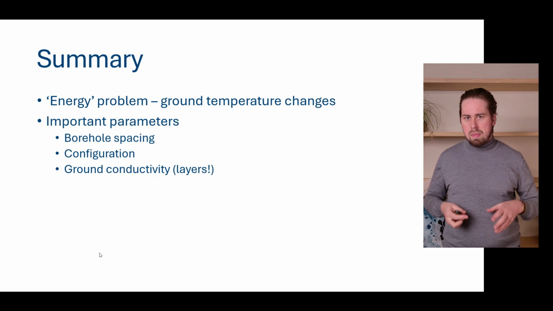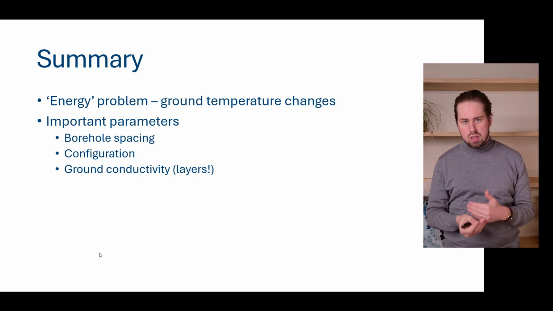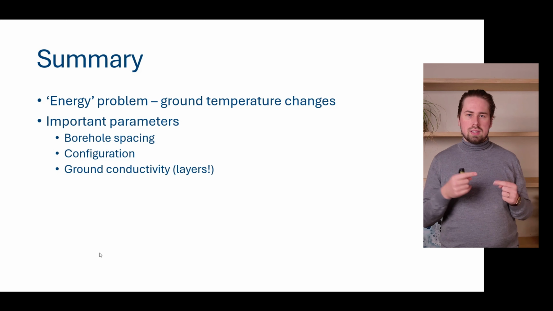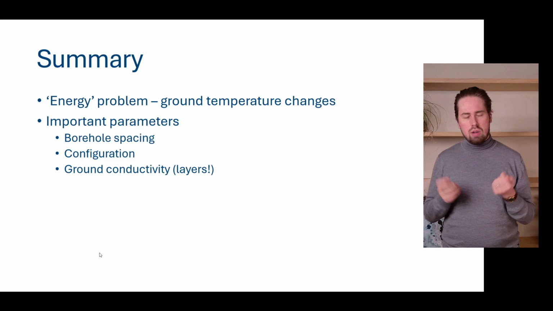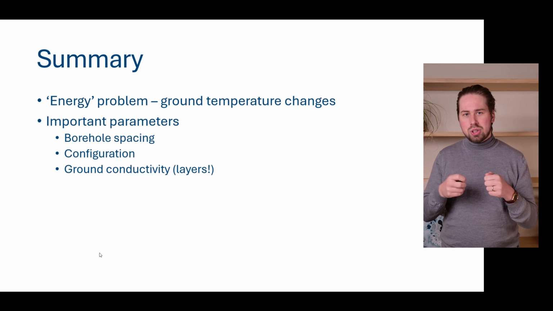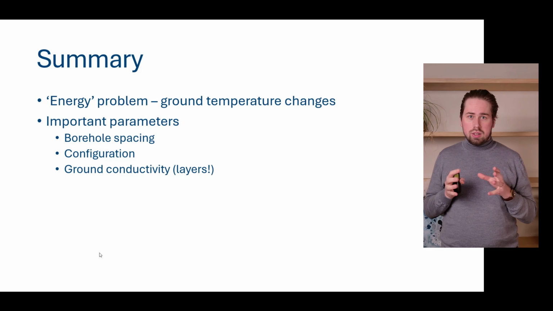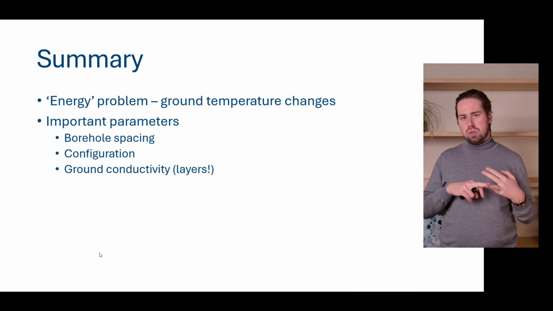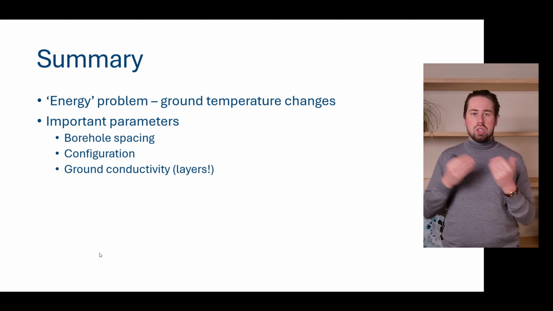So to summarize, when we're talking about the long-term effects, we talk about the ground temperature changes, and this is basically an energy problem. Now, if you recall, the short-term effects were a power problem with the effective borehole thermal resistance. Now we have an energy problem. If we extract more heat from the ground than we inject in it, our G-functions will make sure that our ground temperature goes down year after year. And the good thing is that we can influence these G-functions depending on your borehole spacing, your configuration, and your ground conductivity, which, as we said, you cannot change, but you can decide which layers you want to work with.